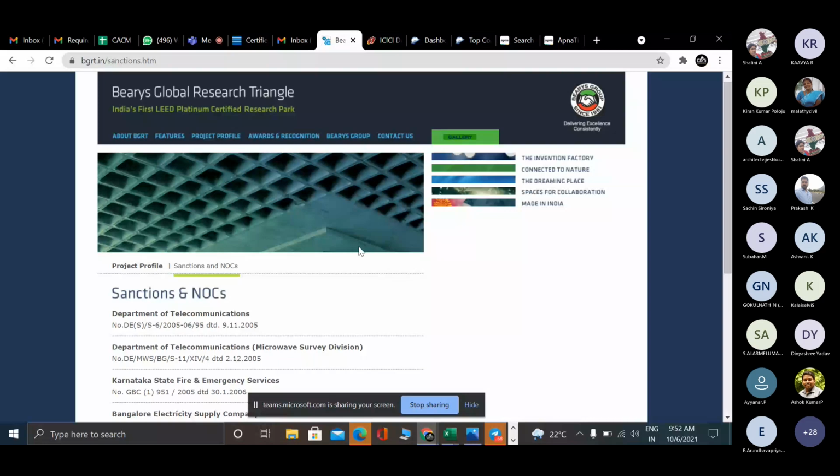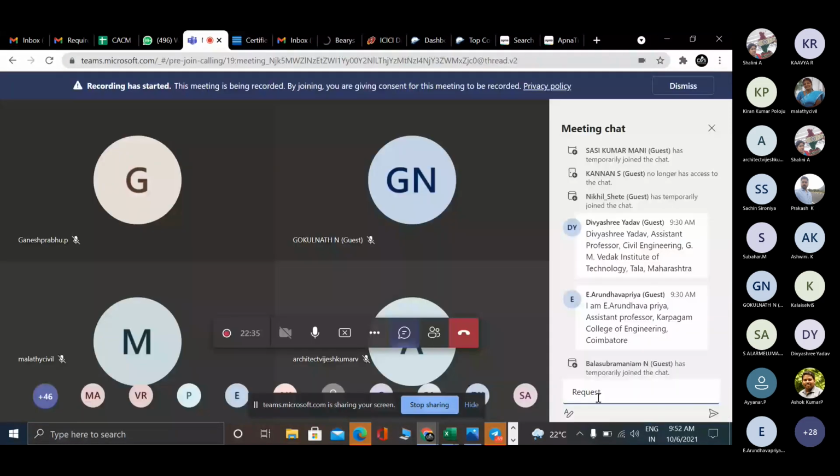Okay, I am just showing a website of a building, which is India's first LEED Platinum certified research park, situated in Bangalore. I will share the link also. If you want to study more about it, you can watch on YouTube, or you can go to the website and see. I am posting it in the message box. You can go through the link. And now I will explain about the things.